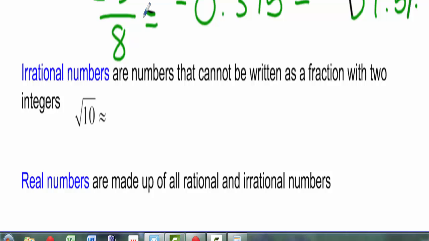Up next we have irrational numbers, and these are numbers that cannot be written as a fraction with two integers. The square root of 10 is an example of that, so let's take a look at the square root of 10.